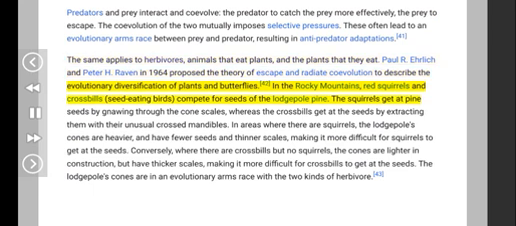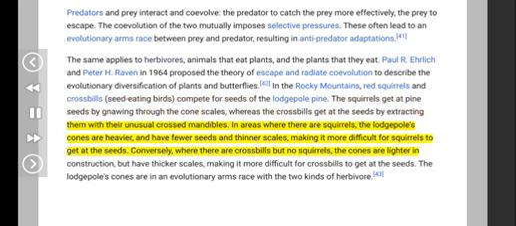In the Rocky Mountains, red squirrels and crossbills, seed-eating birds, compete for seeds of the lodgepole pine. The squirrels get at pine seeds by gnawing through the cone scales, whereas the crossbills get at the seeds by extracting them with their unusual crossed mandibles. In areas where there are squirrels, the lodgepole's cones are heavier, and have fewer seeds and thinner scales, making it more difficult for squirrels to get at the seeds.